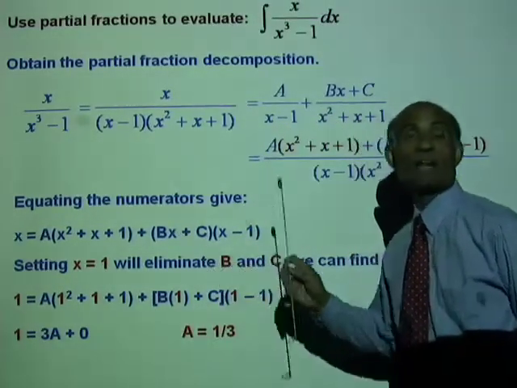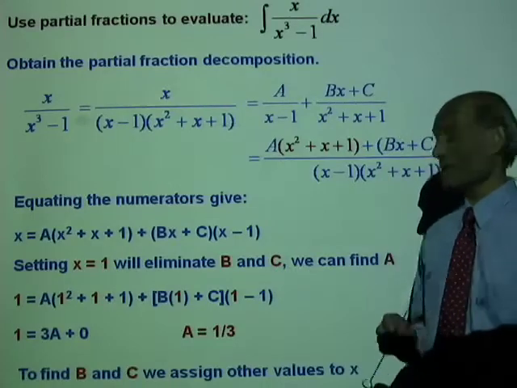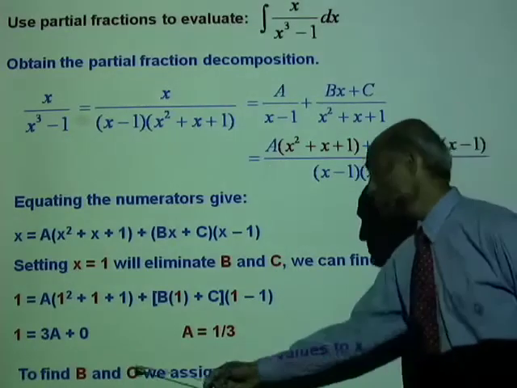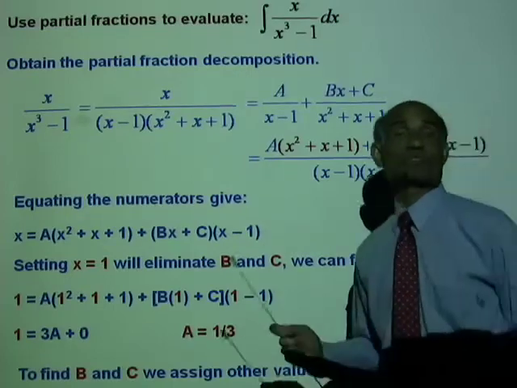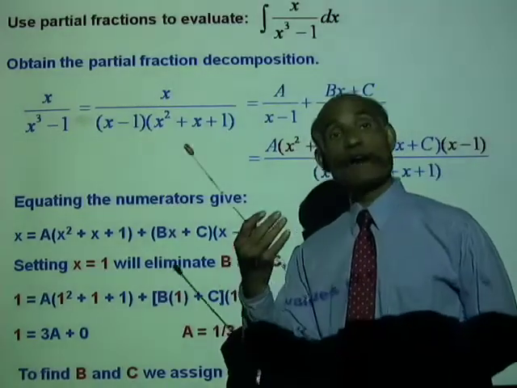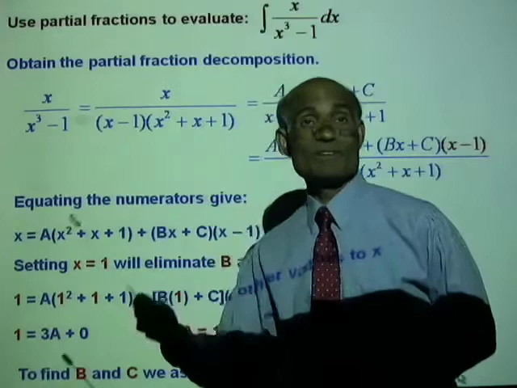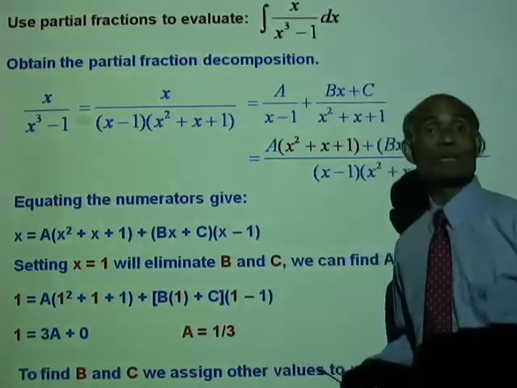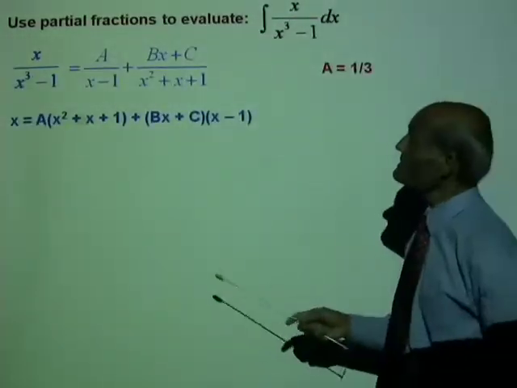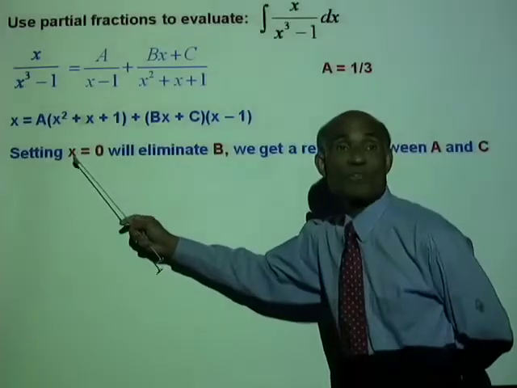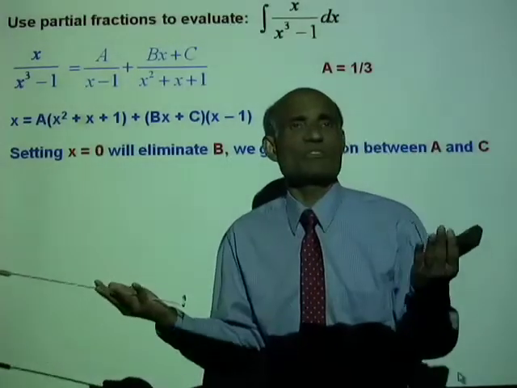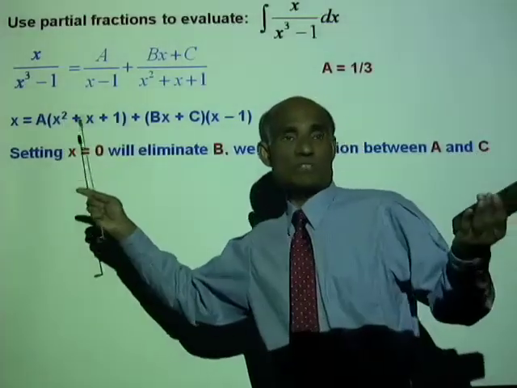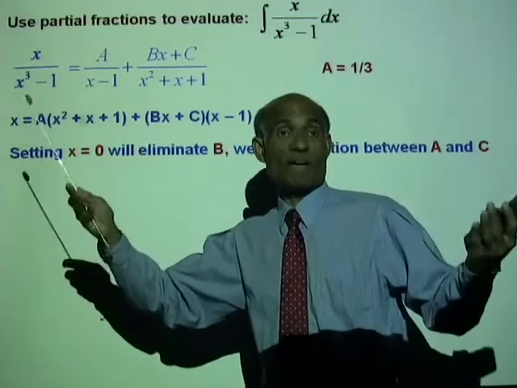Now we need to find b and c. To find b and c, we assign other values to x. You see, if we can find two equations, we can solve for b and c. So let's see what we can do. Let's first of all start with x equal to 0. Remember, you can choose any value of x. The identity is true for all values of x.